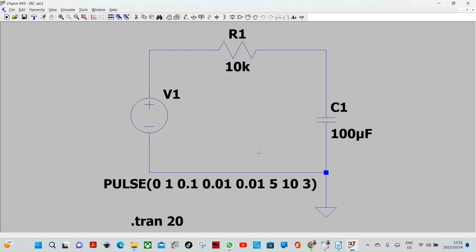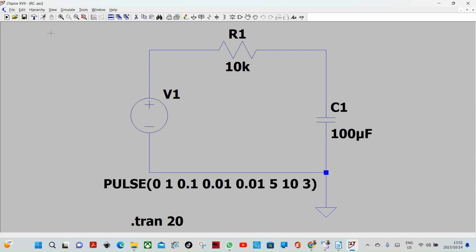Okay, so what we have here is a circuit with an input pulse of 1 volt, with a rise time of 0.01 seconds, fall time of 0.01 seconds. It's on for 5 seconds. The total cycle is 10 seconds, and there's a repetition of 3 pulses. Okay, we have R1 as 10K and C1 is 100 picofarad.